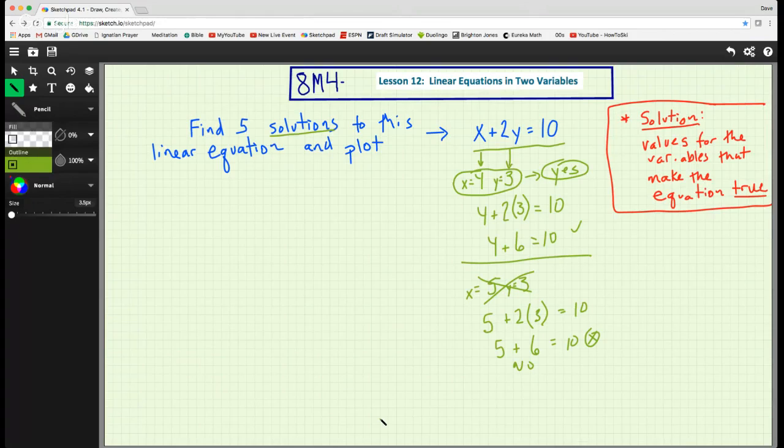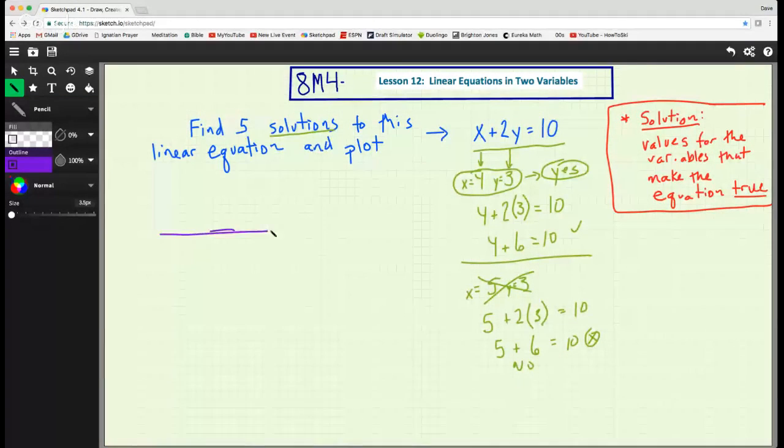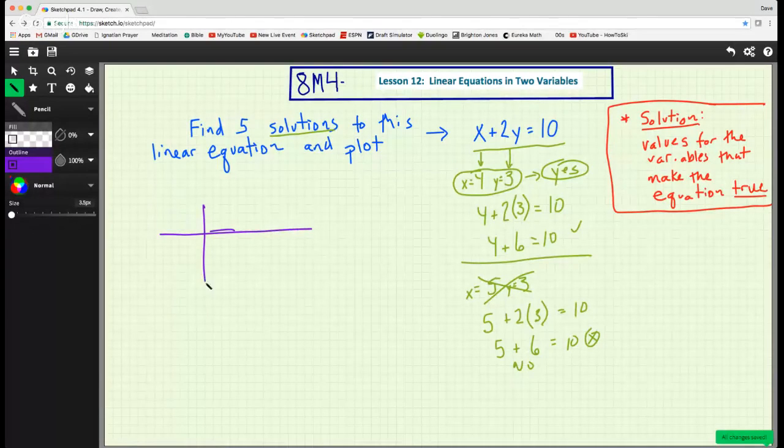Okay, so let's talk about how we find solutions to linear equations. Well, here's one way that we can do it. We'll do it in this color, purple. We're going to make a chart here, and we're going to try values for x and y. Now, the easier thing to do is to try some values for y. Let's do it this way, and then I'll tell you why I did it this way.